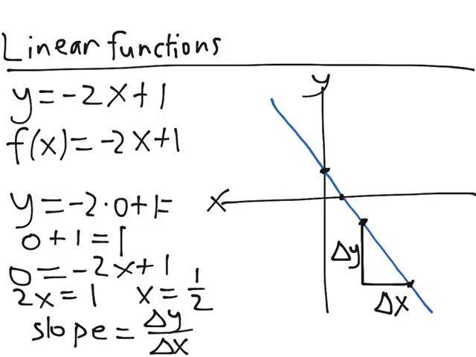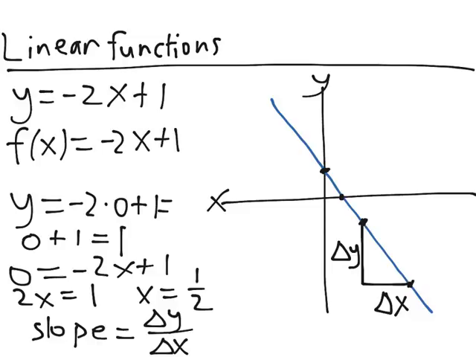Notice that since this graph is actually a straight line, we can choose any 2 points and take this ratio and it should be the same everywhere. In fact, this is true for all linear functions, which is why they're called linear functions. They define lines.